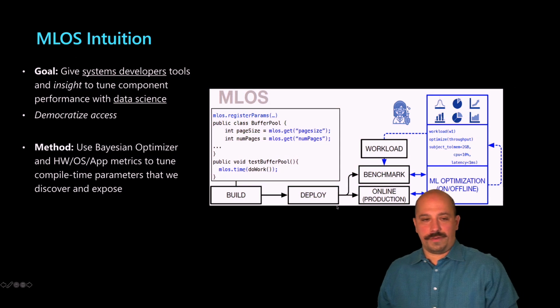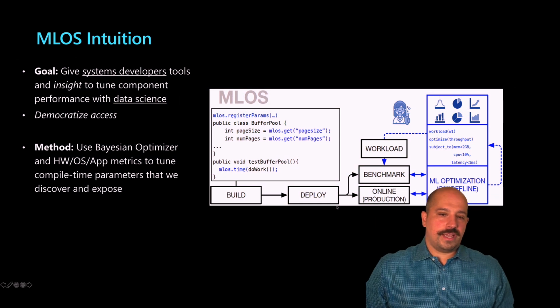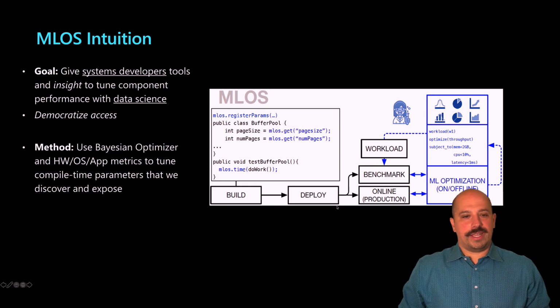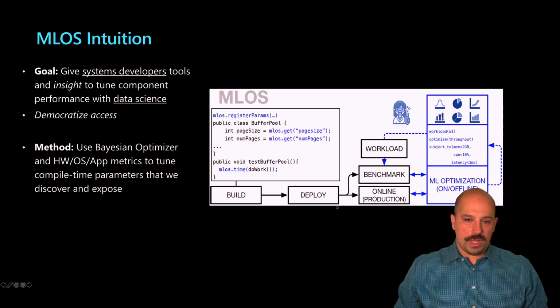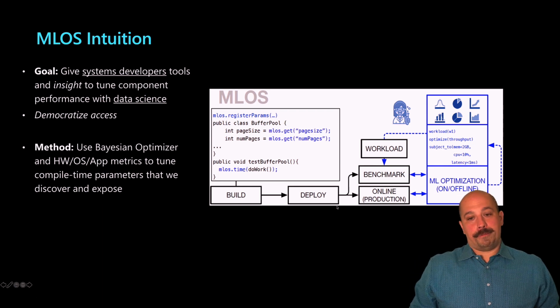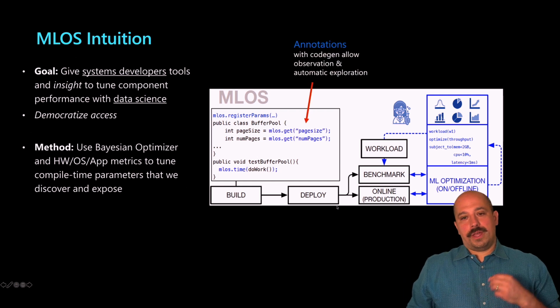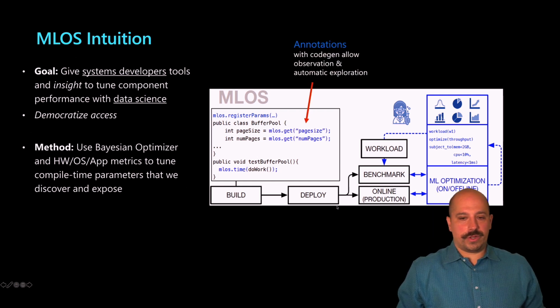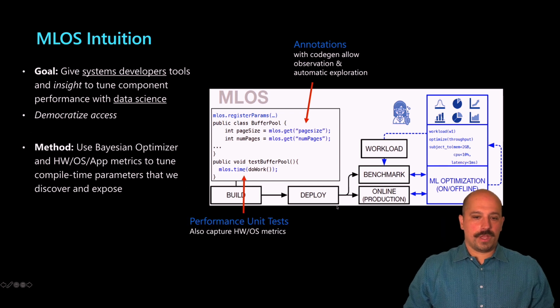So this is the goal of the MLOS project. I'm only going to give you the intuitions of the project. The insight here is to basically get away from hard coding constants into the system. We're just going to define parameters. We're going to register a parameter with the system. And through code generation, we're going to be able to make those observable from outside of the engine.